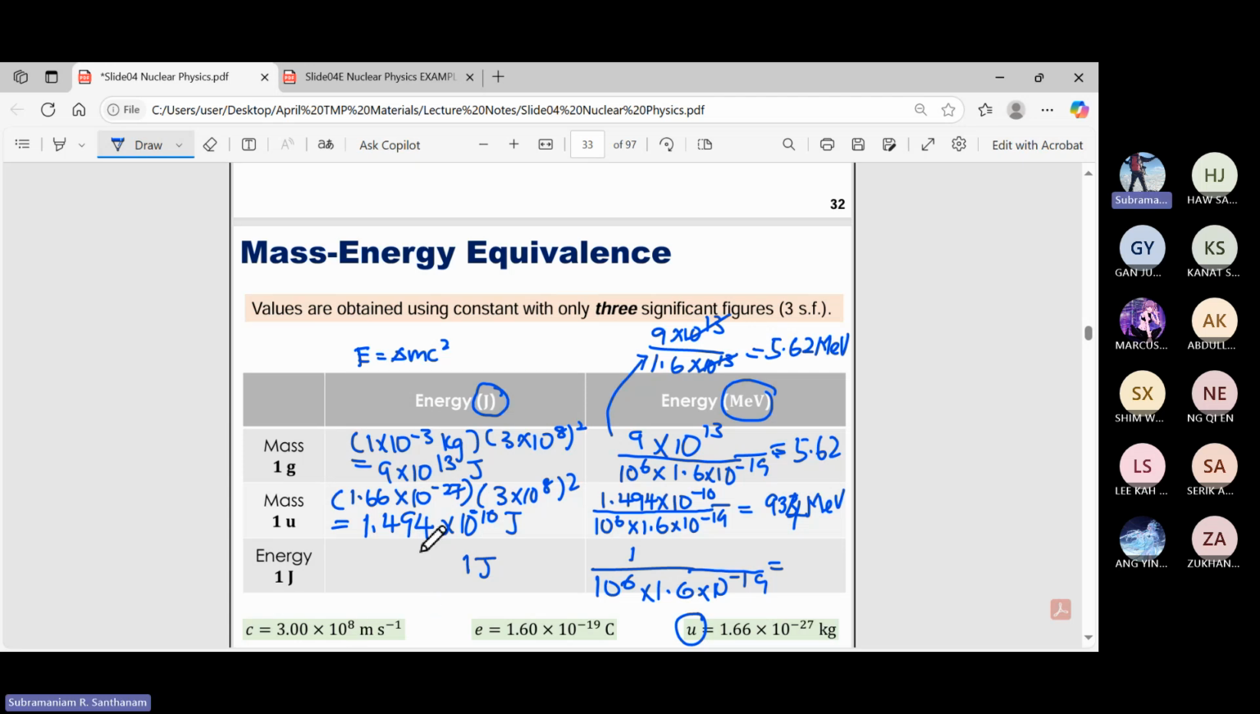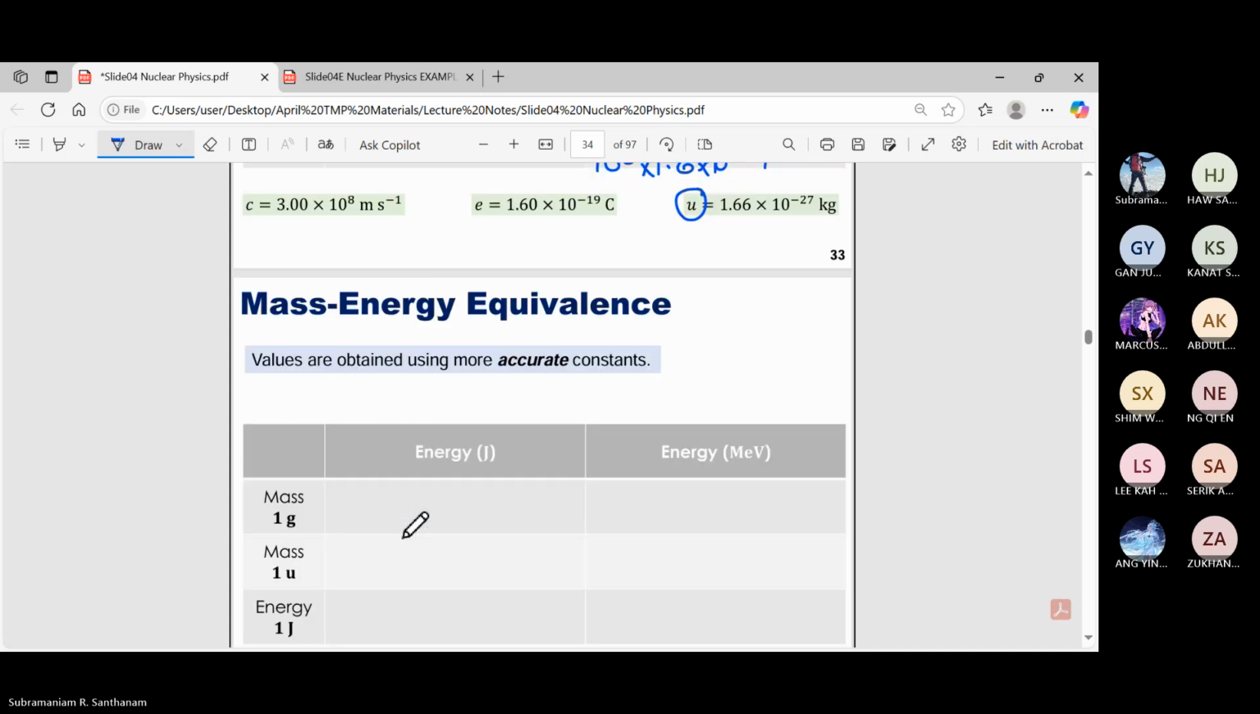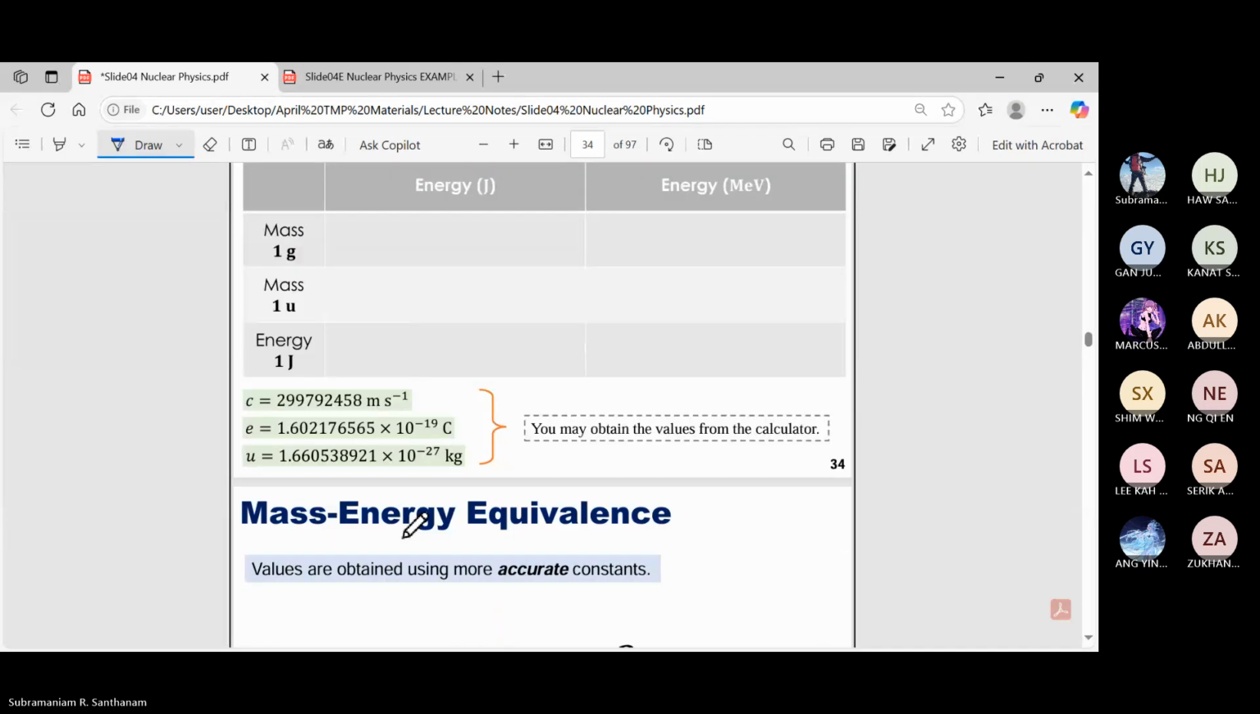The reason why we use MeV or EV here is that the amount of energy involved in the discussion is very small. For example, for 1U the energy in joule is 1.494 times 10 power minus 10. But in terms of MeV, it is 934 MeV. So it is easier to remember these values. So this is what we have basically worked out now.